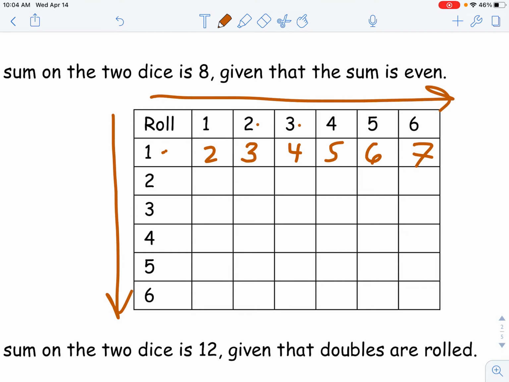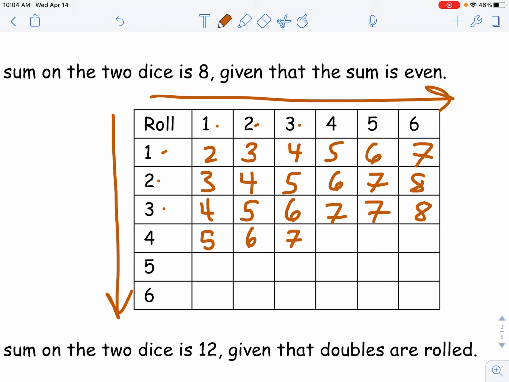What happens if you roll a 1 and then a 2? That'd be a 3. If you roll two 2s, that's a 4, and so on. What happens if you roll a 1 and then a 3? Well, that sum would be 4. So this is how this table works. I just wanted you to fill this table in one time to gain understanding of how it works.